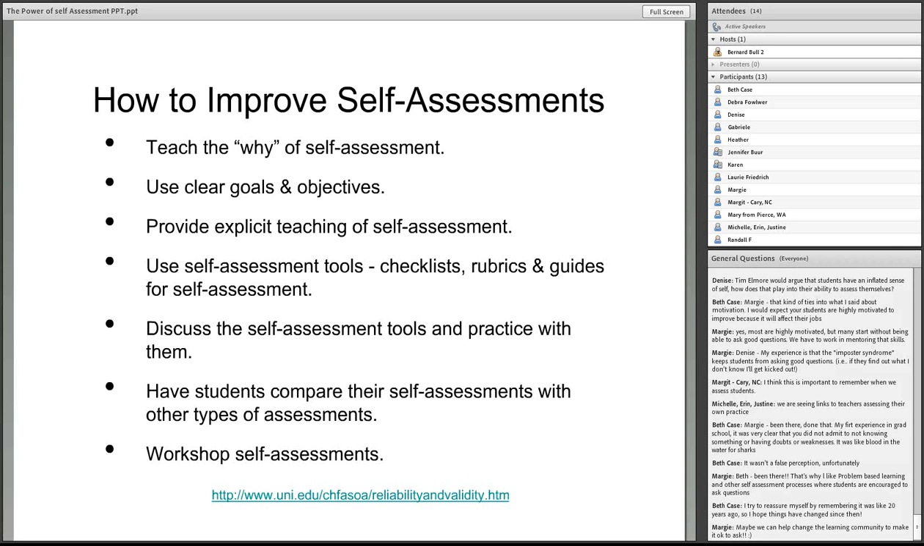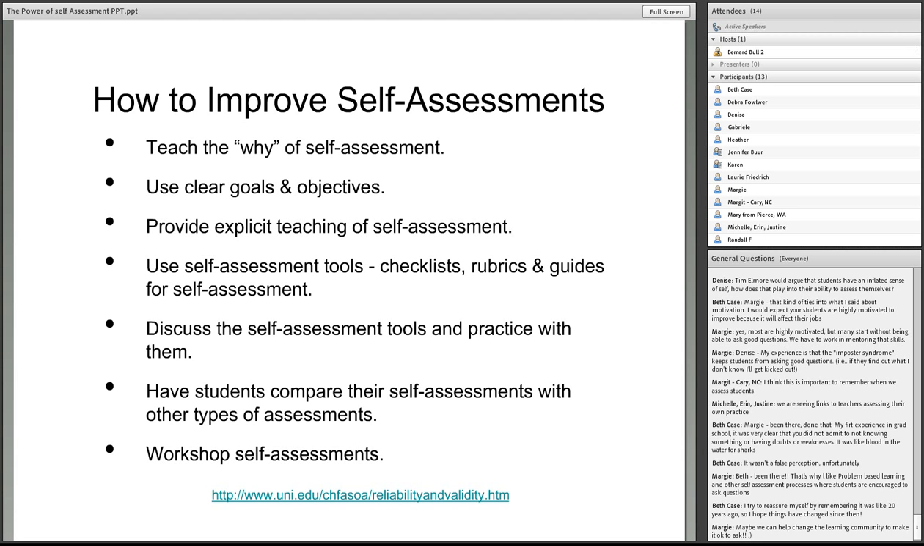Next, discuss the self-assessment tools and practice with them. So if we give the students these tools, then we try them out together. Then we pull out a piece of work and pretend like we had done it, and then we review it with the checklist, and we have a conversation with the students about it. And that can be a helpful teaching tool. It's related to the third bullet point about providing explicit teaching.